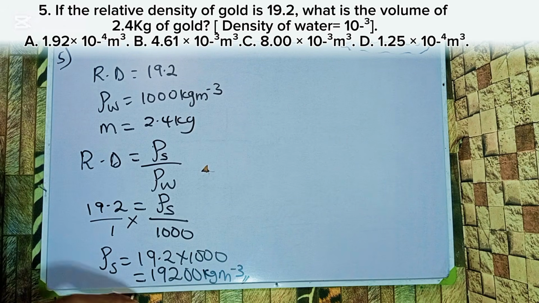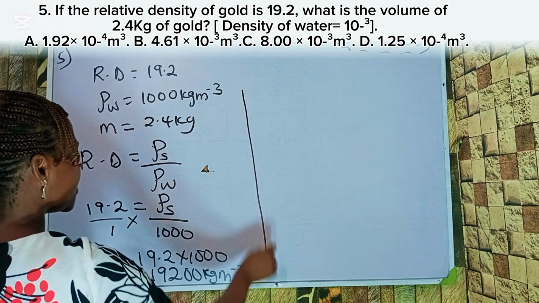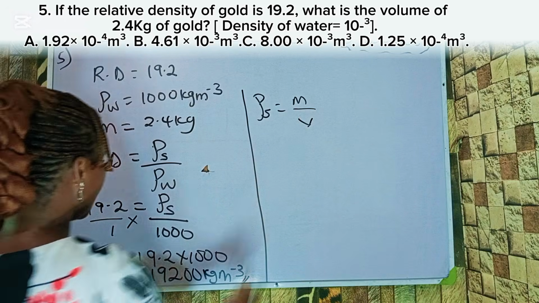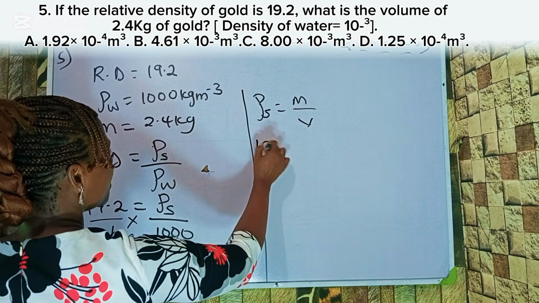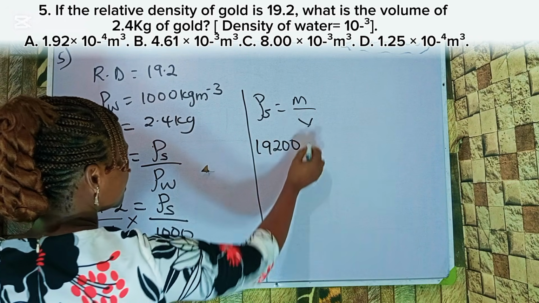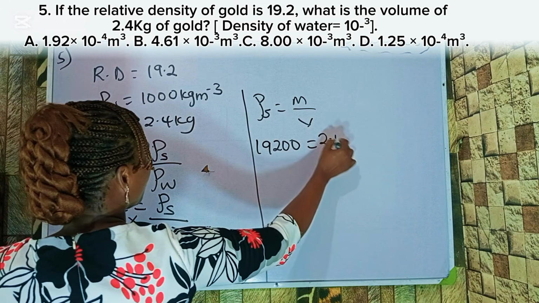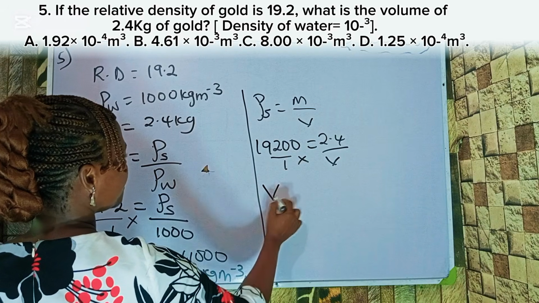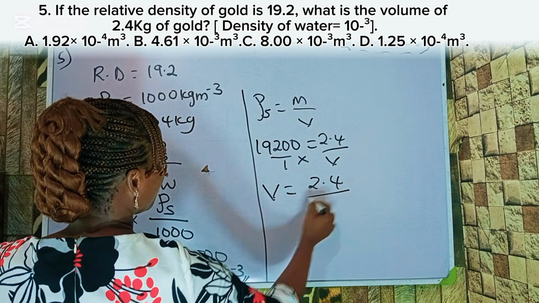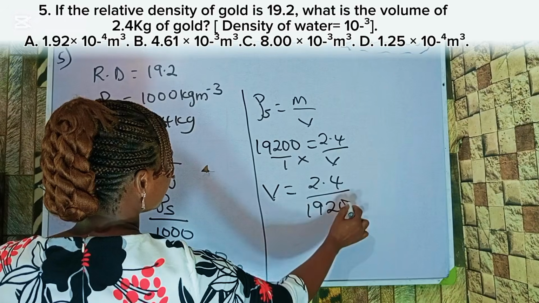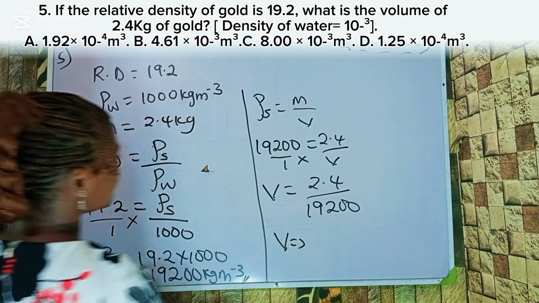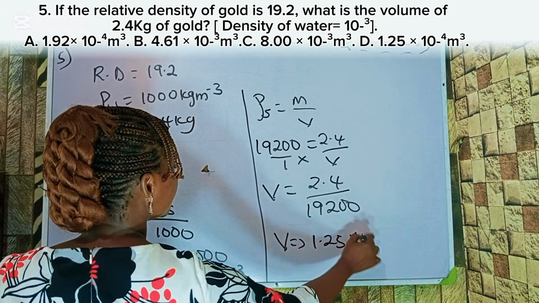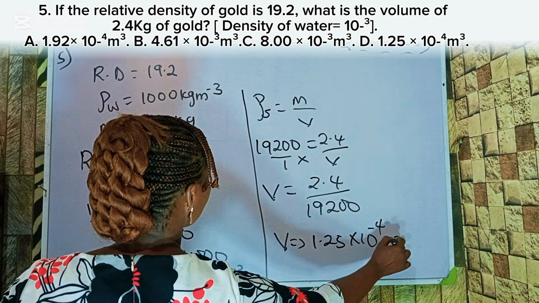So now the next thing to do is that for us to get the volume of this substance, we're going to say that density of this solid is equal to the mass over volume, right? So the density is this, which is 19200, right? Then it's equal to the mass, 2.4, all over V, okay? So doing cross multiply, the V is equal to 2.4 over 19200, right? So we're going to divide. And for us to get the answer, it is equal to 1.25 times 10 to the power of minus 4 meter cube, right?